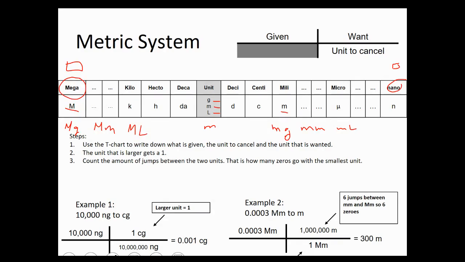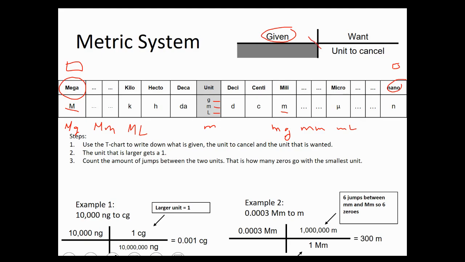Now we're going to follow 3 basic steps every time, okay? And what we're going to have here is going to be the T-chart. And I want to draw your attention to the very top of the screen, where we have this large little T-chart, okay? What is given to you will always be provided in the problem. So on this top corner, we will always write what is given to us. It will be a unit and a number, okay?